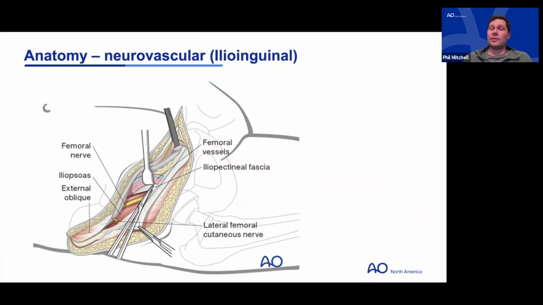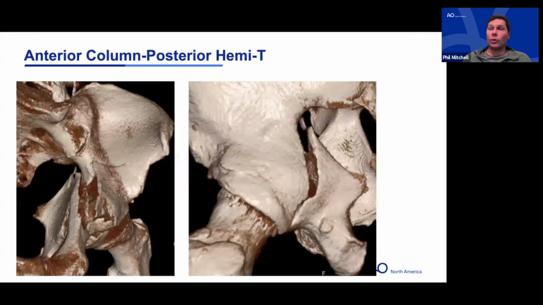And for students, if you get the opportunity to scrub into one, it's really a memorable opportunity as well, to see what you can see from really a classic approach, but more of an anterior-based approach that's going to show the anterior surfaces of the hip. So again, just want to plug the AO surgery reference.